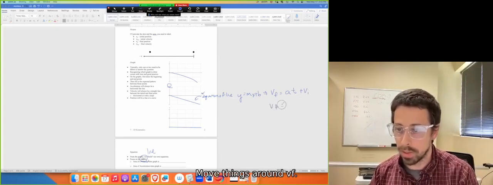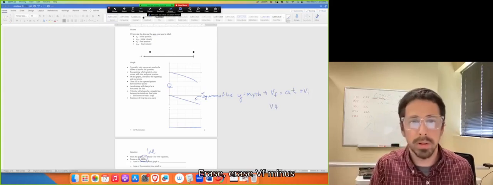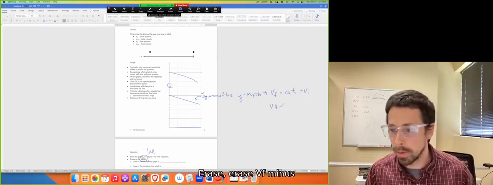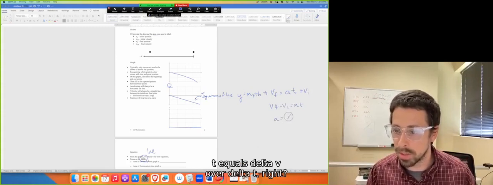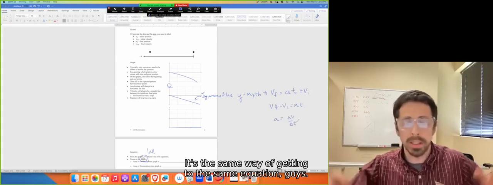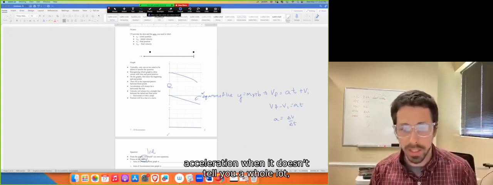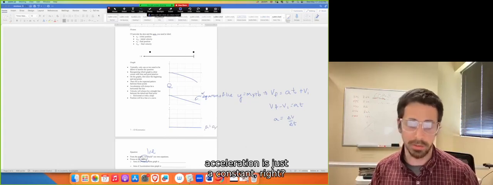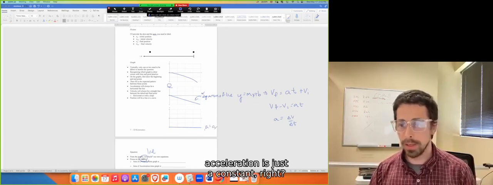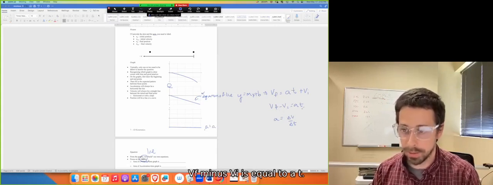Move things around. vf minus vi equals at, divided by t. a equals delta v over delta t. It's the same way of getting to the same equation, guys. That's all I'm trying to say there. The acceleration one doesn't tell you a whole lot. This is just acceleration equals acceleration. It's just a constant. So you get vf minus vi is equal to at.